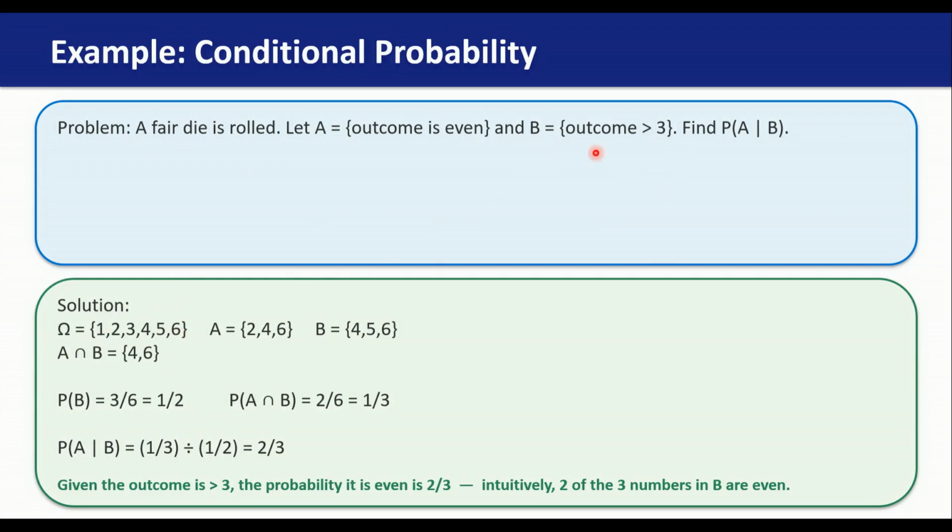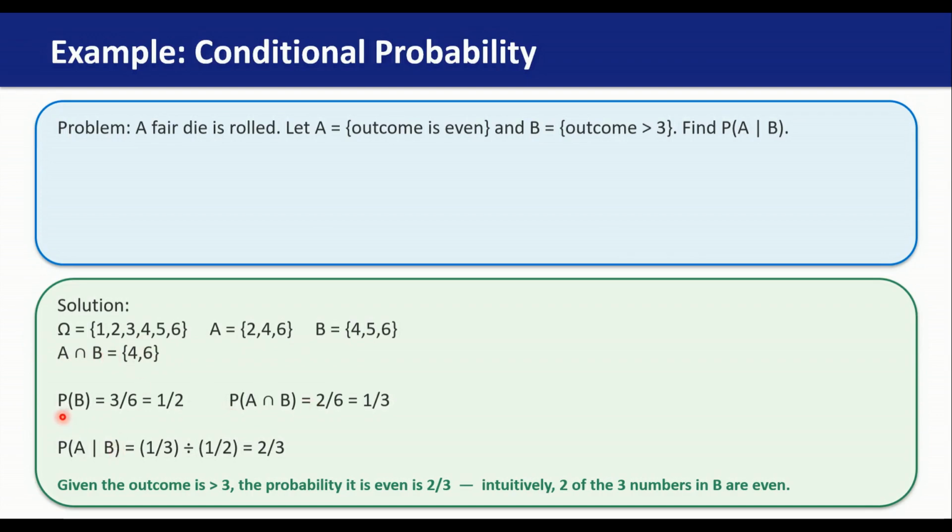The problem asks us to find P of A given B. According to the formula of P of A given B, we should first find P of A and B. A and B are 4 and 6. This means that 4 and 6 happen at the same time in A and B. So A and B should be 4 and 6.